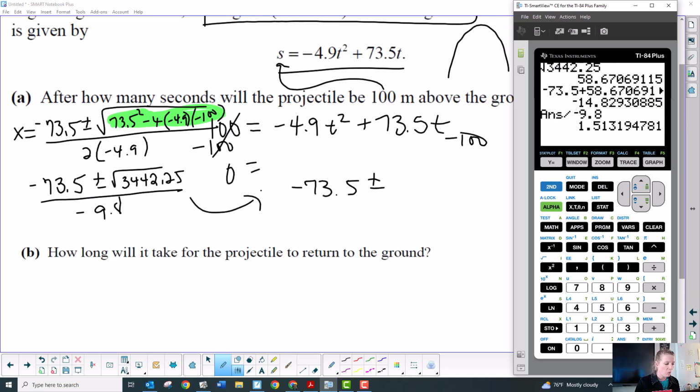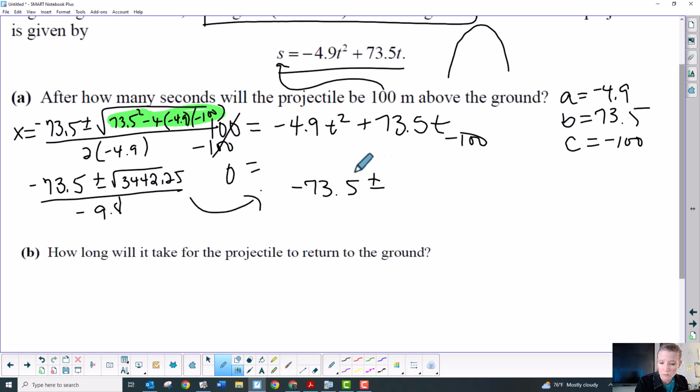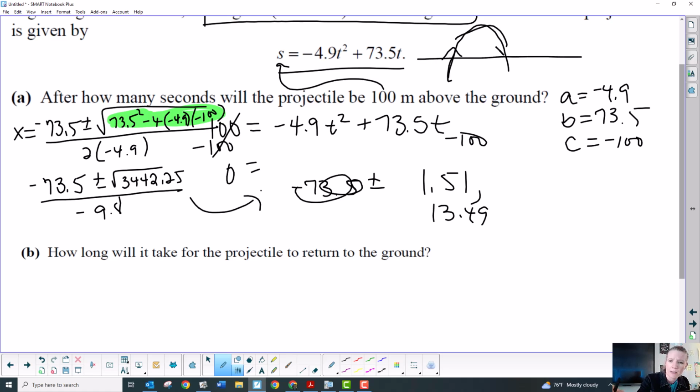So 1.51. And then I'm going to do it again. Negative 73.5 minus that number right there, enter, divided by negative 9.8. So I got 1.51 and 13.49. And if you think about it, that should make sense because it hits 100 when it's going up and then it hits it again when it's coming back down. And that would be seconds on both of those.